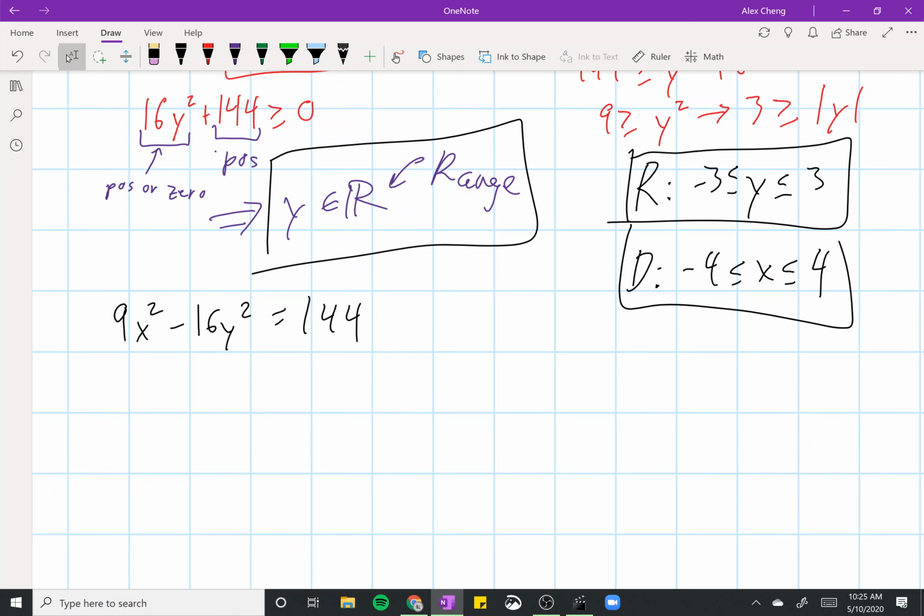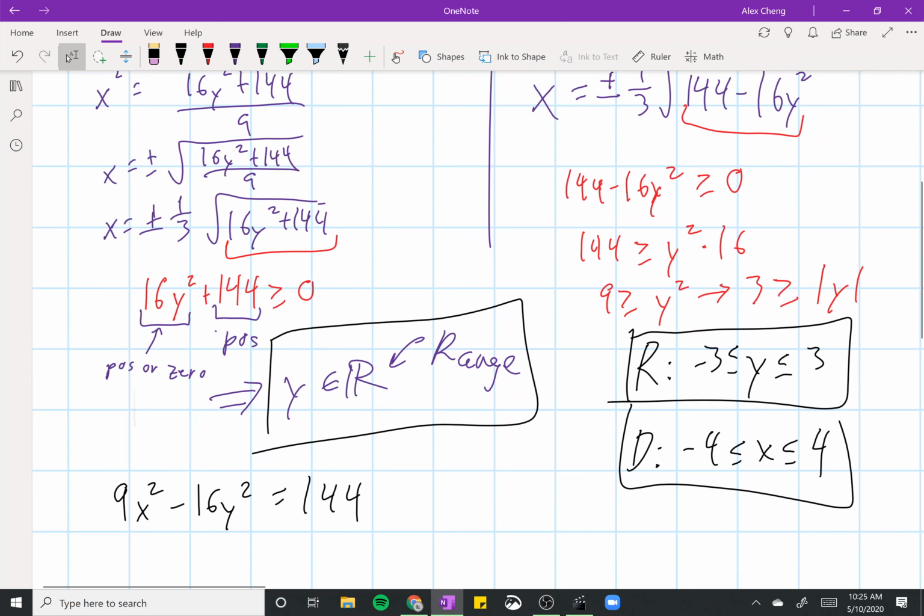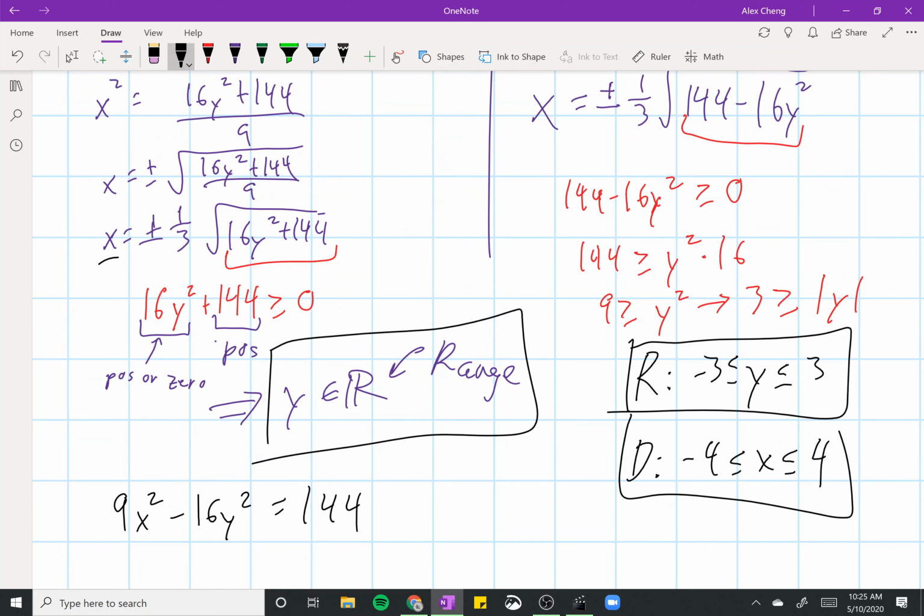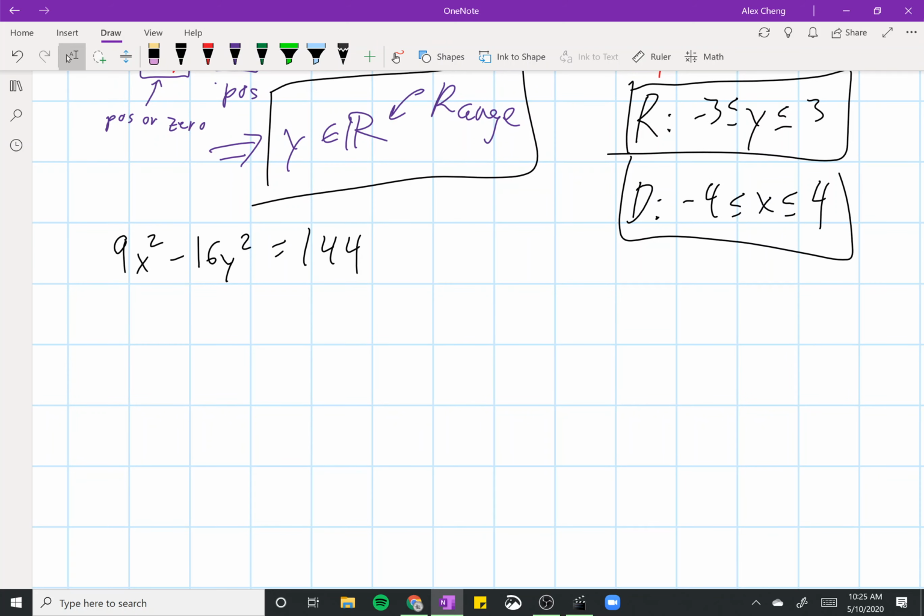If you remember from before, I was able to figure out what y was by solving for x first and then looking inside the square root, inside that radical. So let's do that here. Negative 16y squared is equal to 144 minus 9x squared. I'll divide everything by negative 16. When I'm dividing by negative 16, that will flip all the signs.